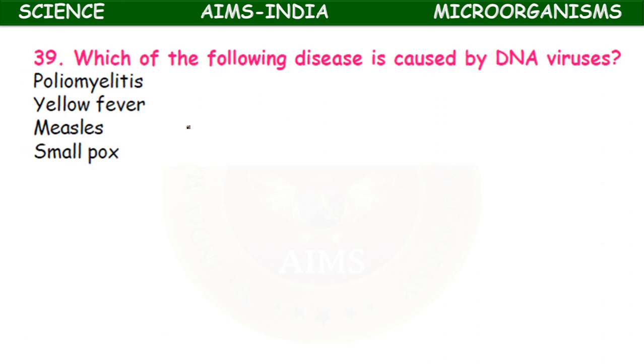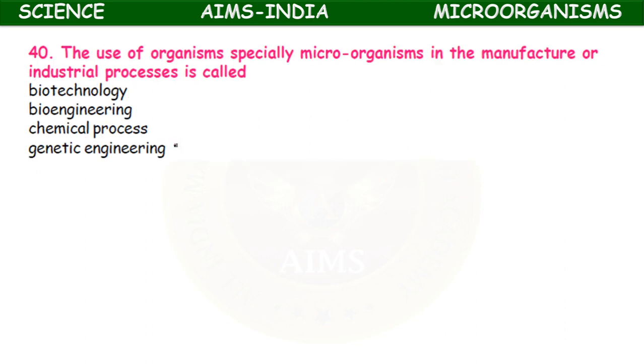Which of the following diseases is caused by DNA viruses? Poliomyelitis, yellow fever, measles, smallpox. Out of which 3 are RNA viruses, 1 is a DNA virus. What is that? It is smallpox which is caused by a DNA virus. The use of organisms, especially microorganisms, in industrial processes is called biotechnology, bioengineering, chemical process, or genetic engineering. It is biotechnology, the modern technology which is used in industrial processing.